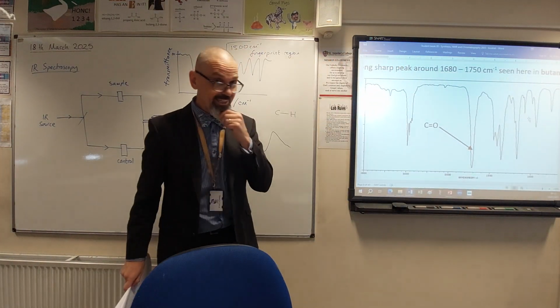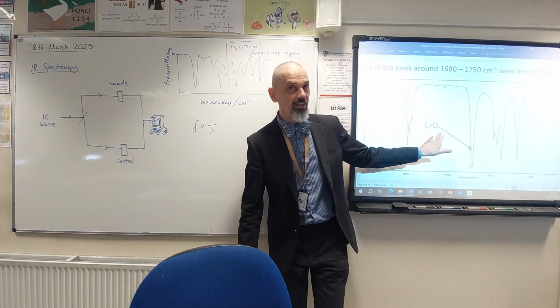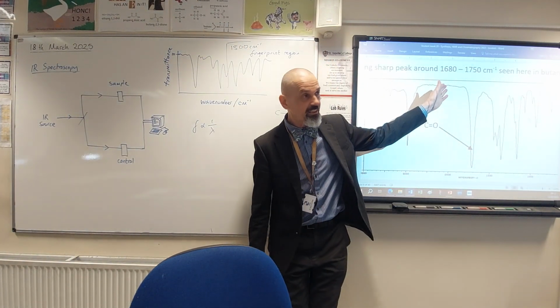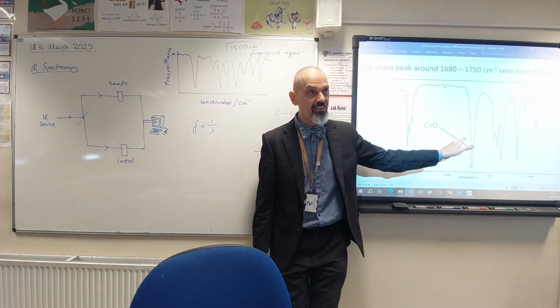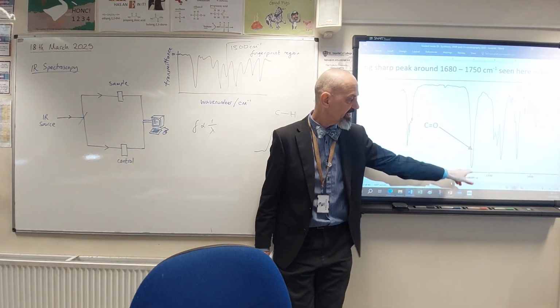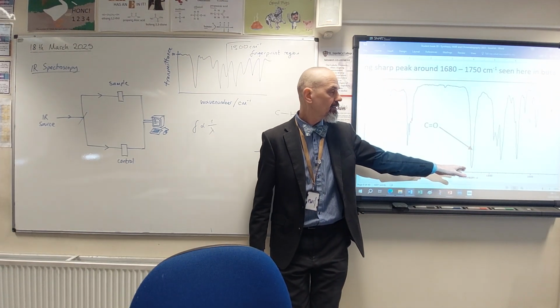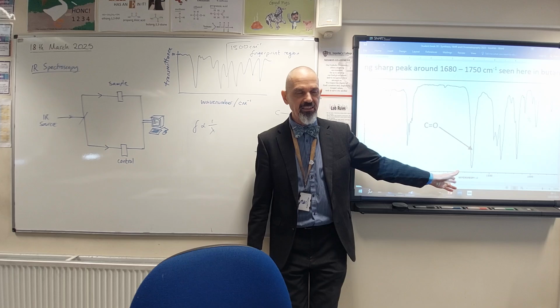But in addition to that, you should also be able to recognize the shape. So the carbonyl, carbon-oxygen double bond, is always a pretty sharp peak, and it's always good, strong absorption. In other words, it takes us almost right down to the line. So that makes it pretty easy to spot.